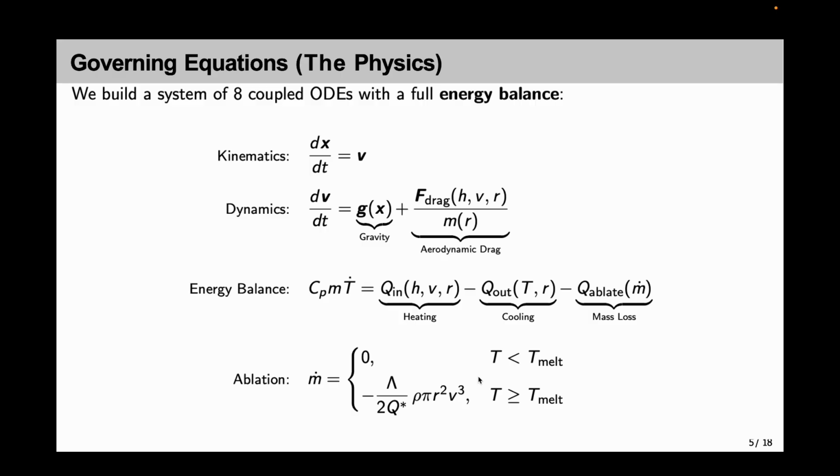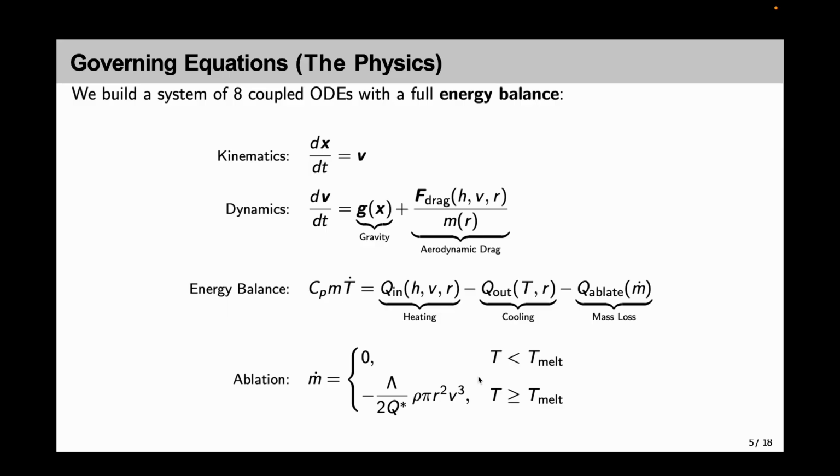Second, dynamics. This is where the physics begins. So the next 3 ODEs describe the change in velocity or acceleration, which comes from Newton's second law. The total acceleration on the particle is a vector sum of 2 main forces. The first is gravity, which is a central force pulling the particle towards the center of the Earth. The second and more dominant force is aerodynamic drag, which is a more complex force that opposes the velocity vector and is a function of altitude, velocity, and the particle's changing radius.